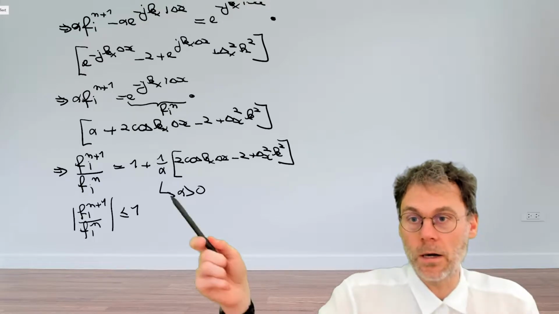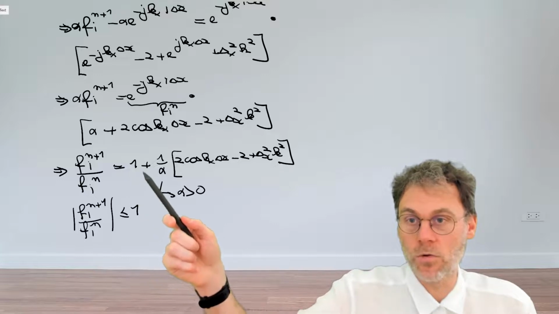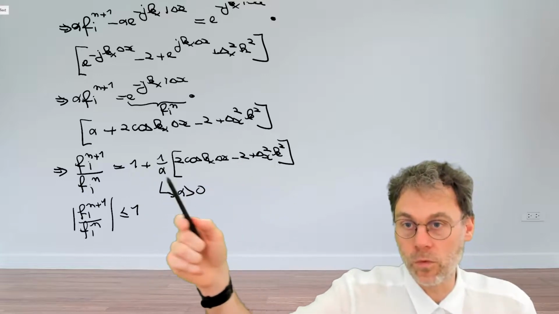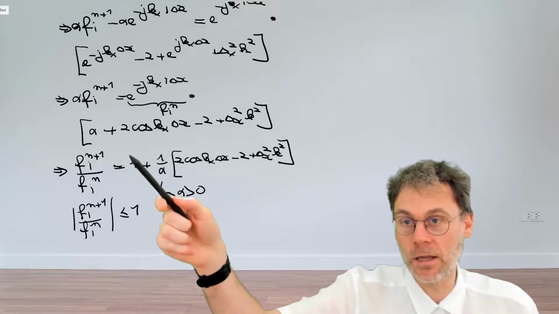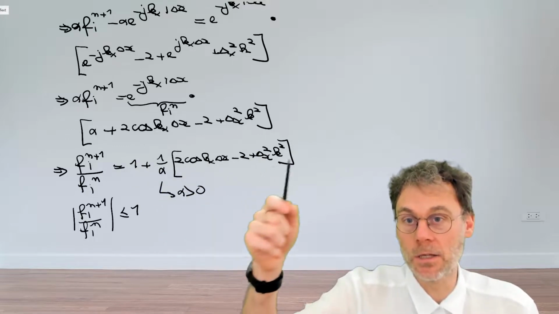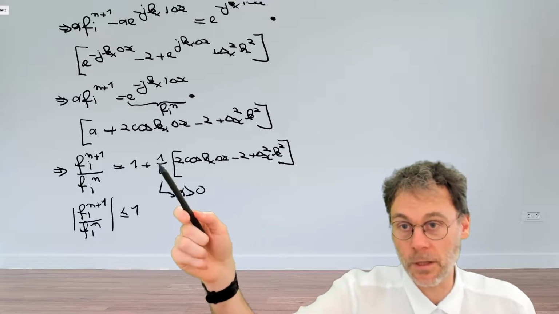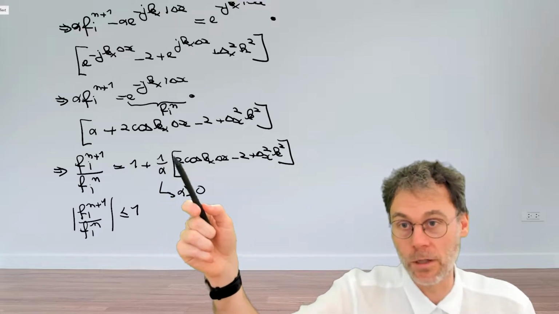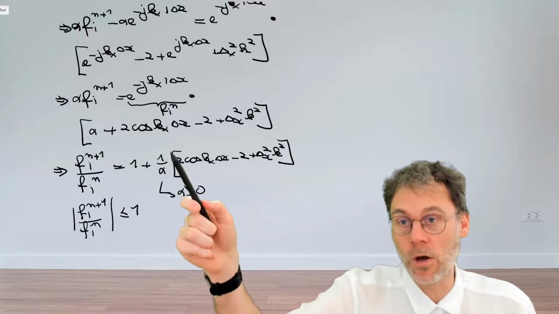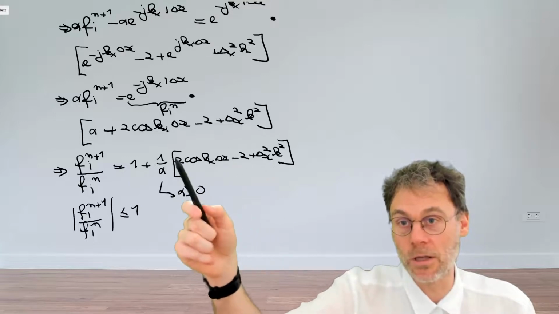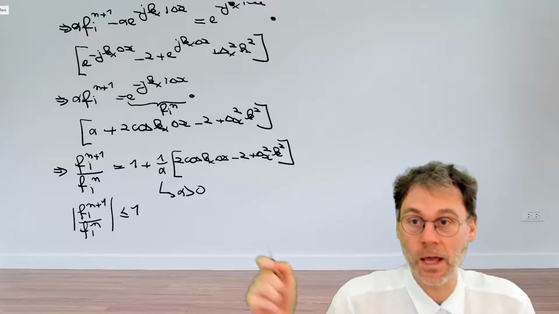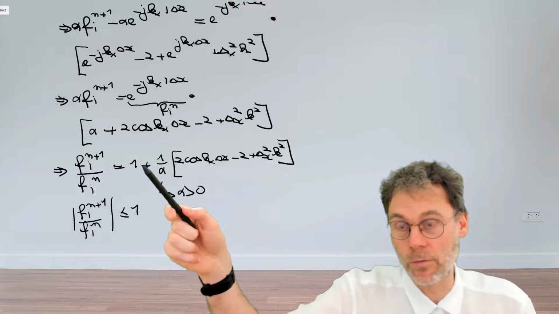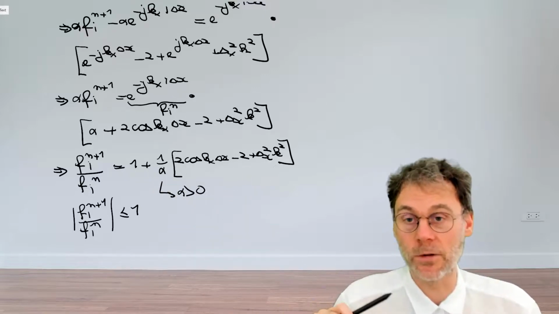So let's have a look at this. What we would like to have is, let's look at the upper bound here. This whole thing should at least be smaller than 1. This is a positive number. Here we have our 1. So this can be smaller than 1 only if this thing between square brackets here is actually negative. If this thing is negative, then we end up with a number smaller than 1 here. So that's a necessary condition.